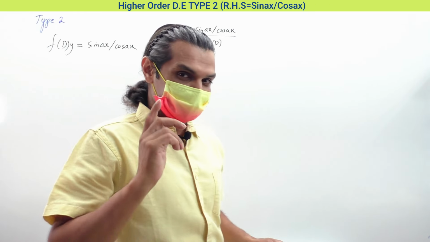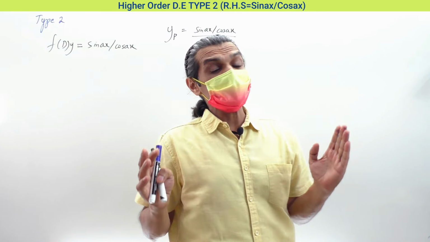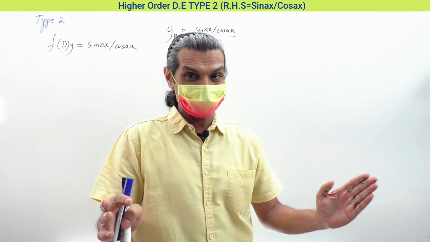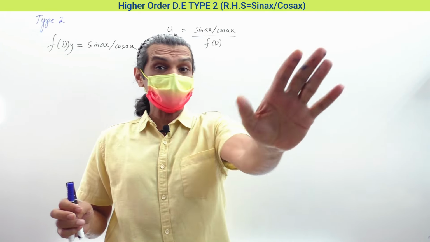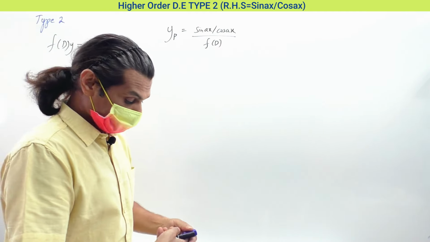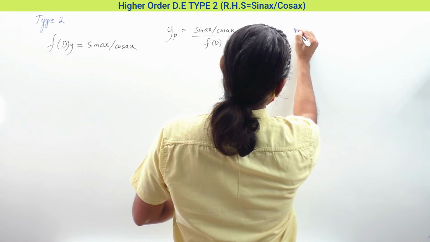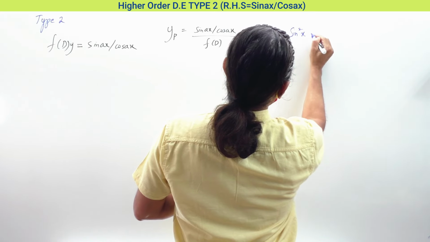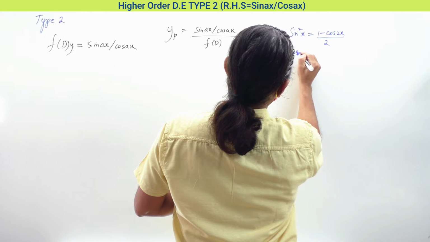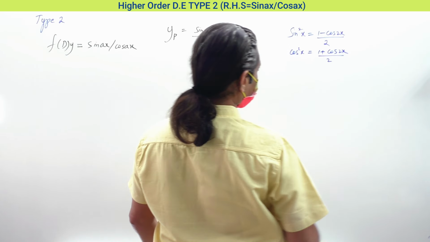Now see, the numerator is trigonometric form, sin x or cos x, but not only sin x or cos x. Go to the basics, go to your trigonometric identities. In engineering, these are very, very important. You may find them in the formula sheets, but better memorize them. So the trigonometric identities are: sin square x is equal to 1 minus cos 2x whole divided by 2. Cos square x is equal to 1 plus cos 2x whole divided by 2.